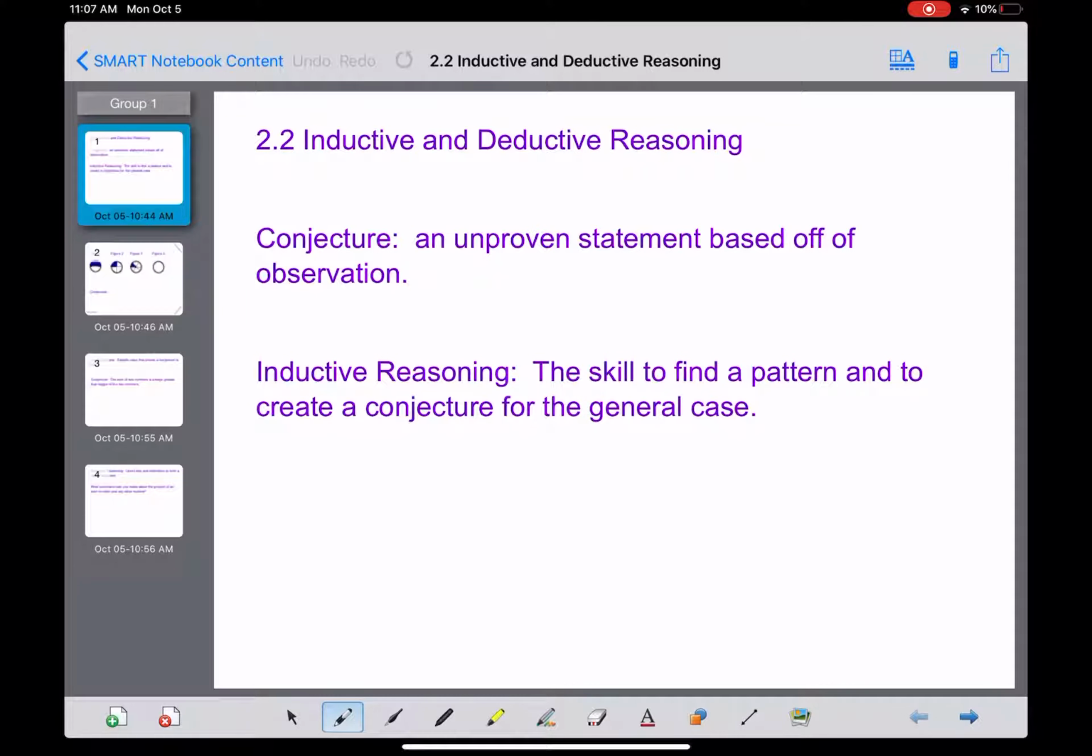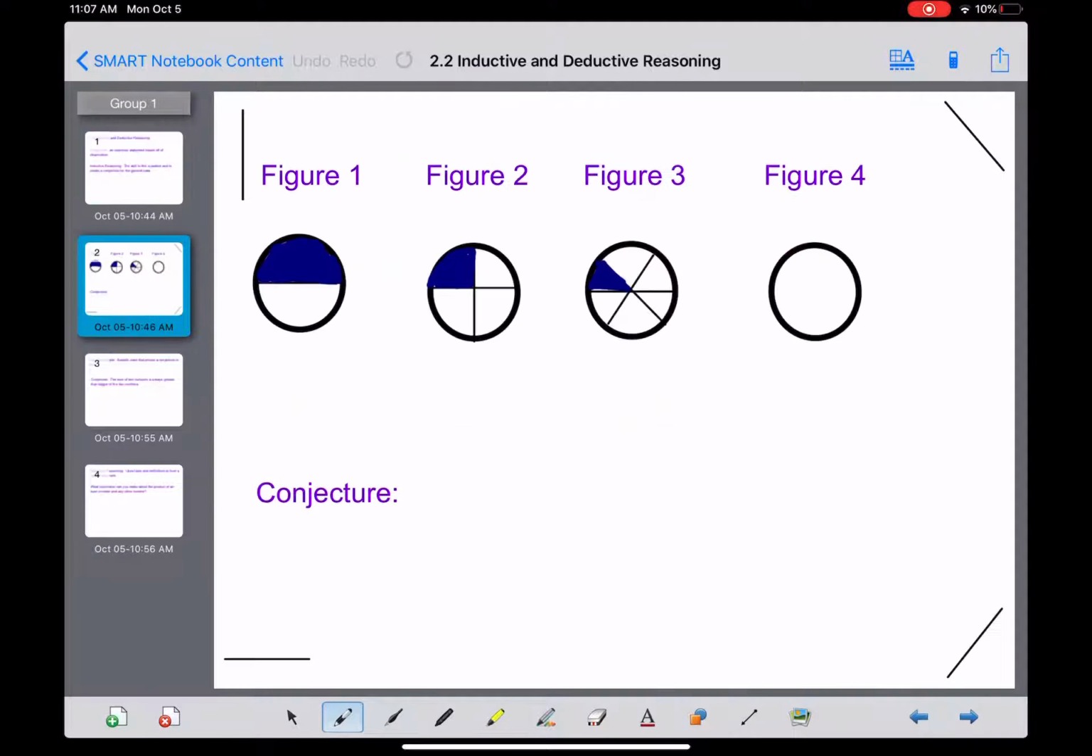So a conjecture is an unproven statement based off of observation. And we use inductive reasoning skills to look at a pattern and create a conjecture for a general case. So what does that mean? This is an example of a general case. We have figure 1 with a circle with a line through the middle. Half is drawn, half is not.